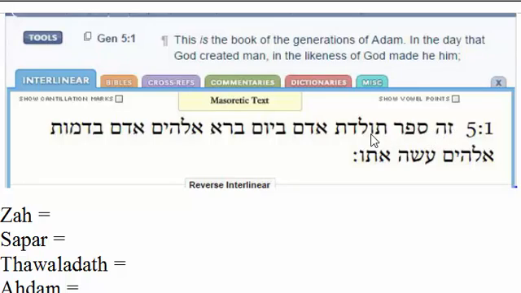Za, Sapar, Thawaladath, Adam, Bayawam, Bara'a, Alahayim, Adam, Badamawath, Alahayim, Aisha, Athwa. Okay, so these Hebrew characters that you see here, which make up this sentence in the English, because the English is written from left to right, but the Hebrew is written from right to left, represent this in the English.